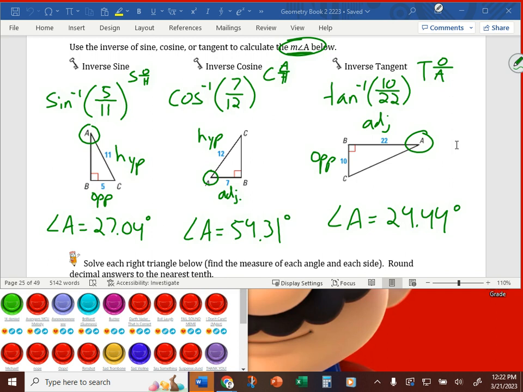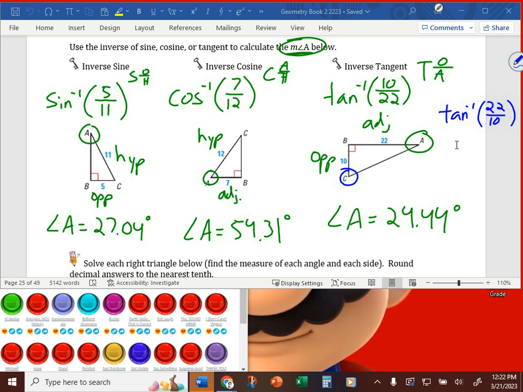Damien, how would we find the angle C? We would still use tangent. Only this time, what's our opposite? What's our adjacent? It's flipped, right? From angle C, 22 is the opposite, and 10 is the adjacent. So in this case, it'd be tangent inverse of 22 over 10. And that would give you angle C.